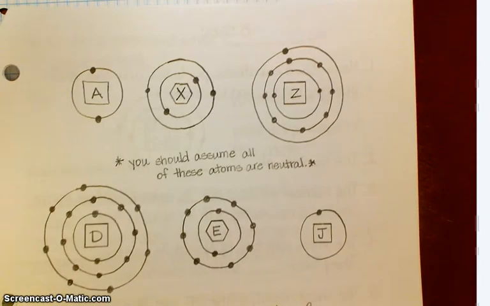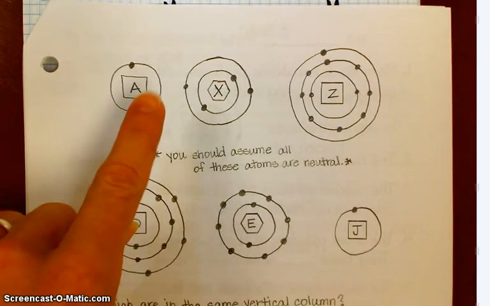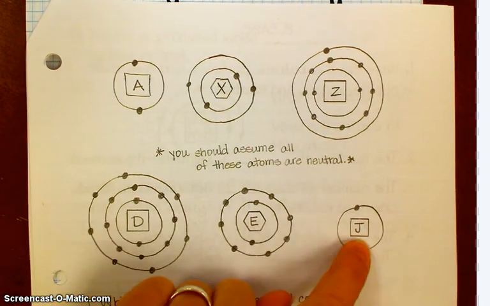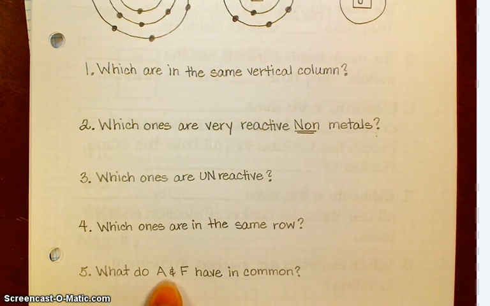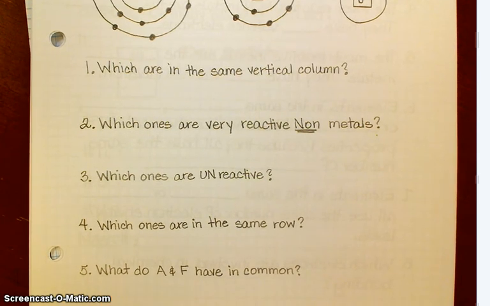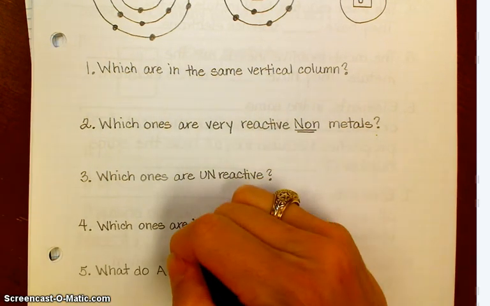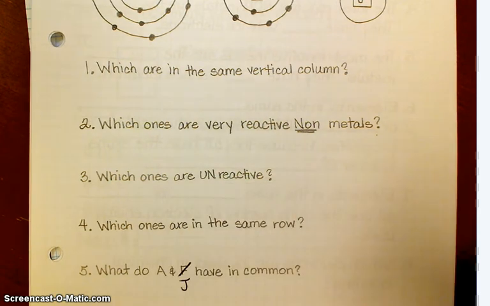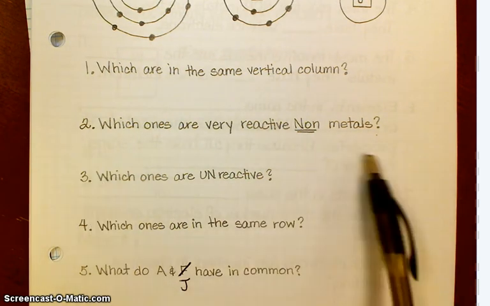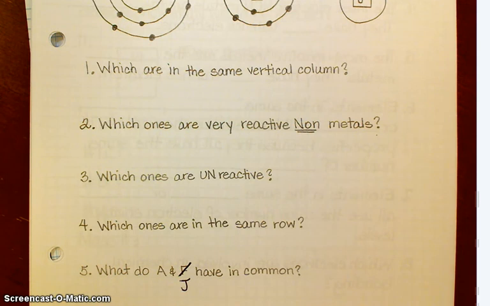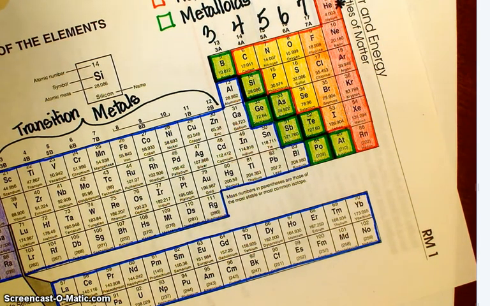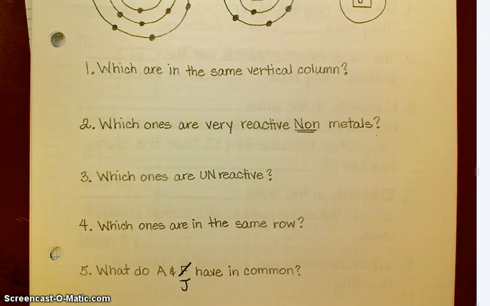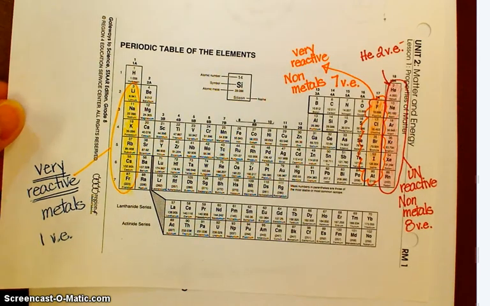All right, this page. First, if I didn't correct it for you, number 5 should say, what do A and J have in common? Because there is no F. Okay, so fix that. And then something else that's going to help you on this one is your color-coded periodic table. Again, I put it in Google Classroom, but I would also encourage you to listen for just a second, because I'm going to remind you about some of the columns we learned about.